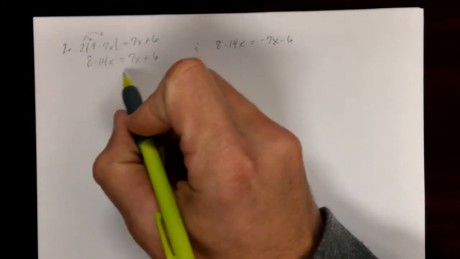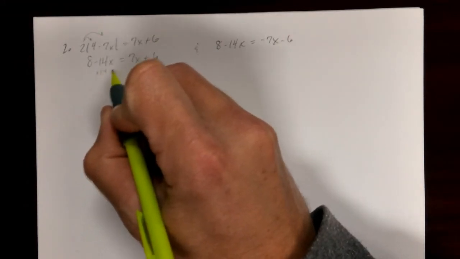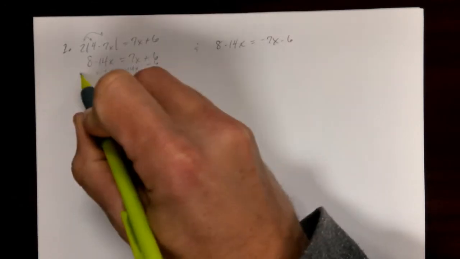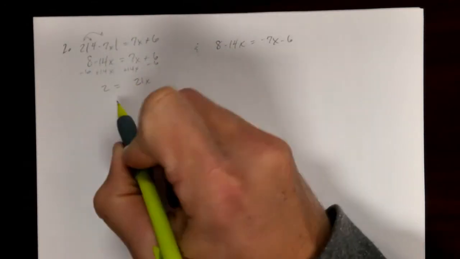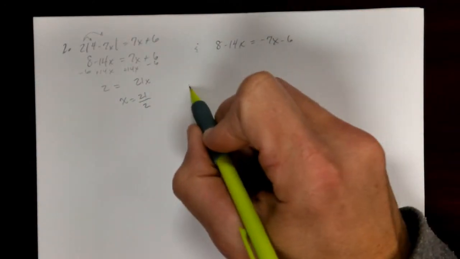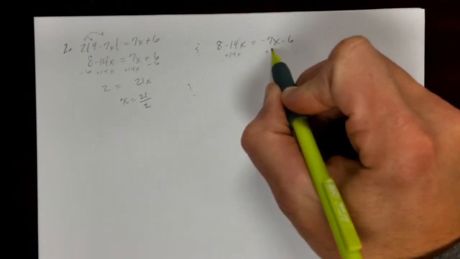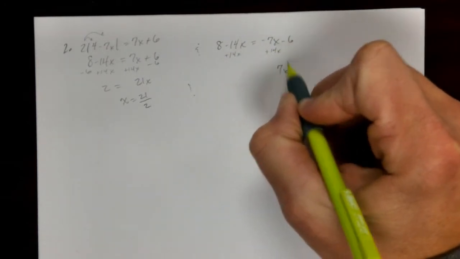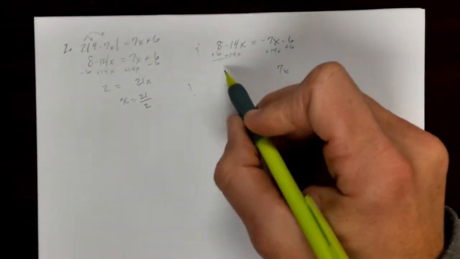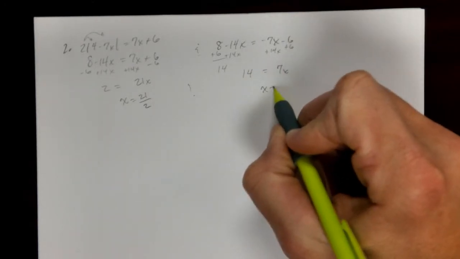All right, so now we're solving for x. We're going to get our x's on the same side, so let's add 14x over here. We get 21x. Let's subtract 6 from this side, and we get 2 equals 21x, so x equals 2 over 21. My other case, same thing, we're going to add 14x to this side. We get positive 7x. Let's add 6 to this side. We get 14. So 14 equals 7x, so x equals 2.